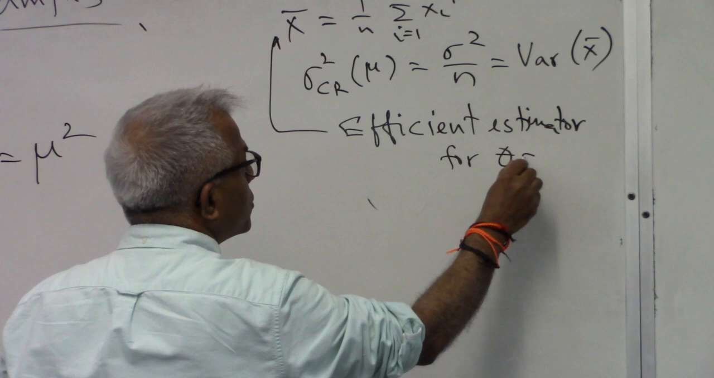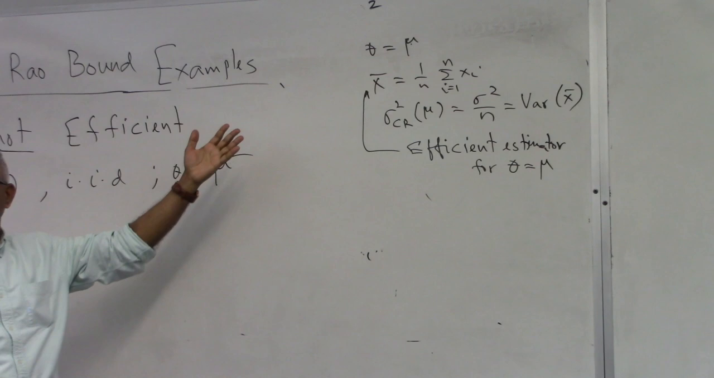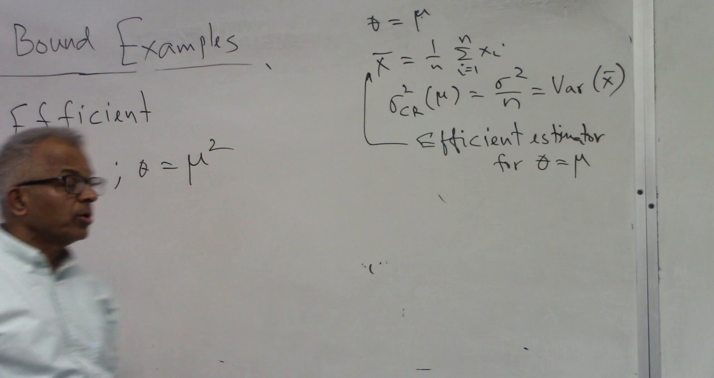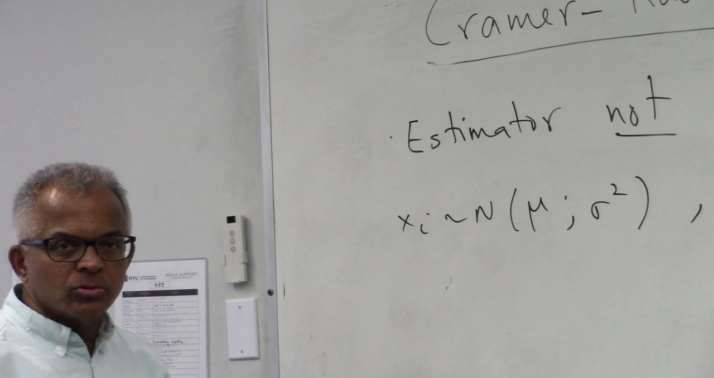So now we are interested in mu squared. Common sense will say if you know the estimator for mu, just square it. That doesn't work as we will see, because if you simply square this, it won't even be an efficient estimator for whatever we are looking for. So let me complete this problem. We'll try to find an efficient estimator and then find its variance. And then we will also find the Cramer Rao bound and see whether they agree or not. So the Cramer Rao bound is easy.